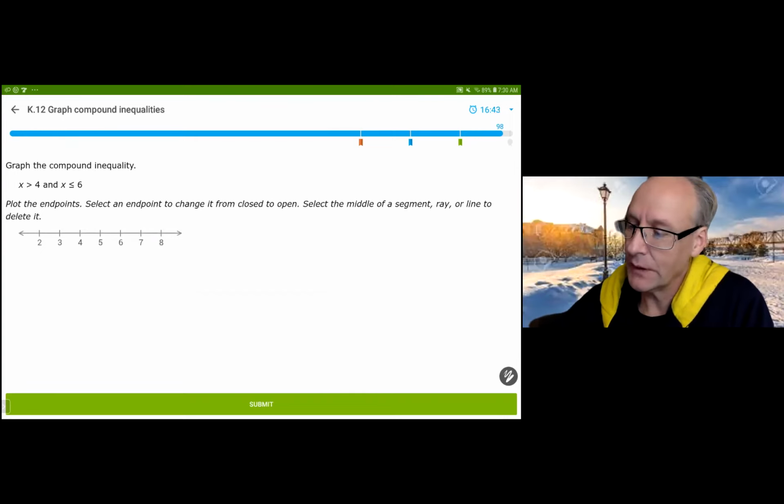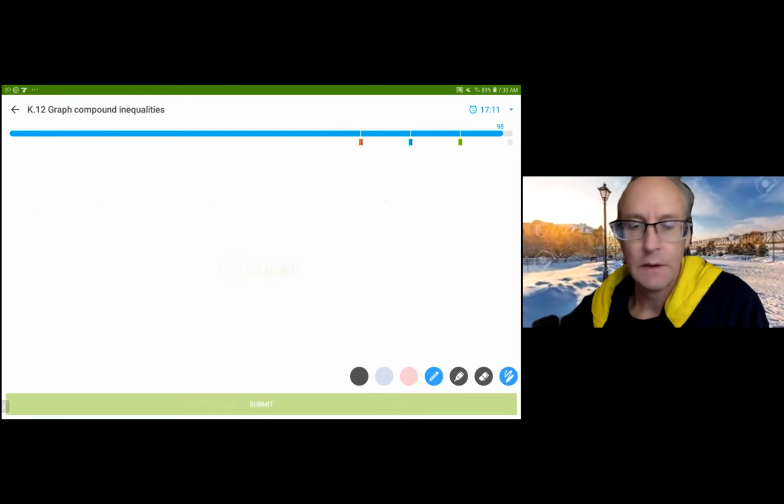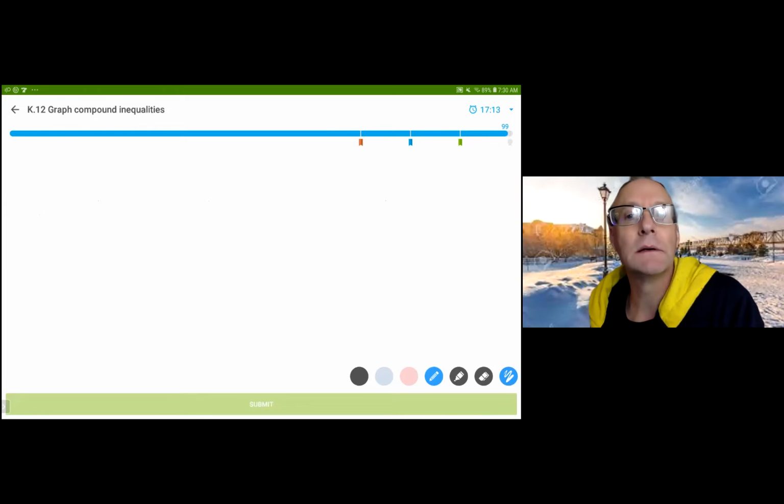Greater than 4. Oh, okay, it has to be true for both. So it looks like it has to be less than or equal to 6, but greater than 4. So it has to be greater than 4, less than or equal to 6, and both of them have to be true. You might want to do your overlapping graphs.